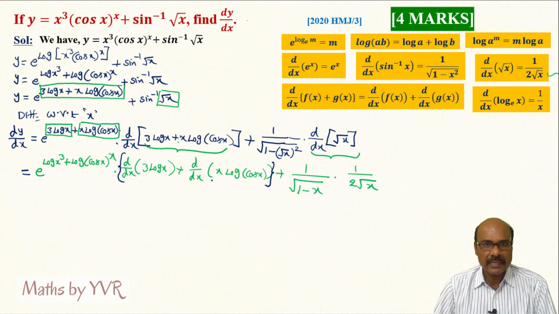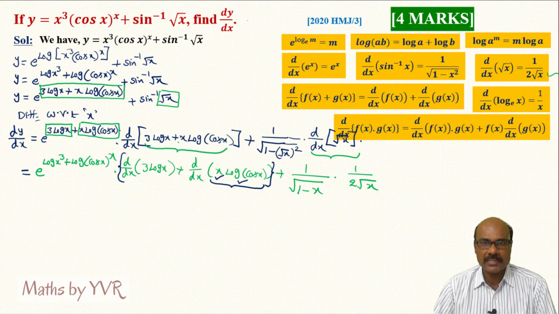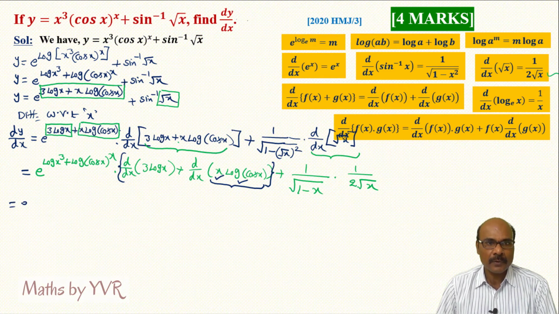And what is the derivative of a product of two functions? If you observe here, we have a product of two functions: x is one function and log of cos x is another function. We know the property for the product of two functions: d by dx of f of x into g of x is equal to, we have a property. So by applying this property, what will we get here? Look at this, e power, here log x cube plus log of cos x whole power x.